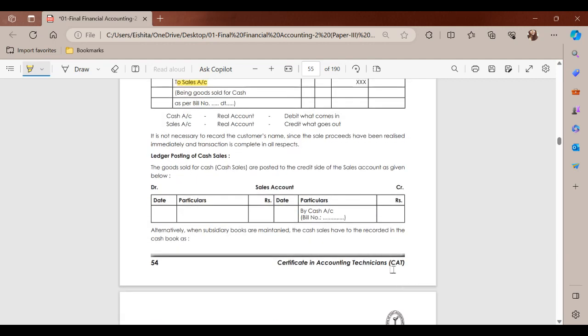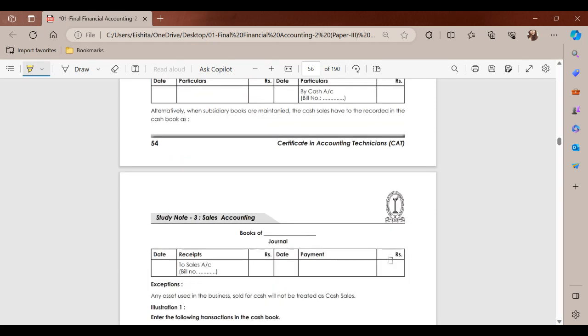Alternatively, when subsidiary books are maintained, the cash sales have to be recorded in the cash book. In the cash book, the entry will be recorded as cash to sales. Record the entry.